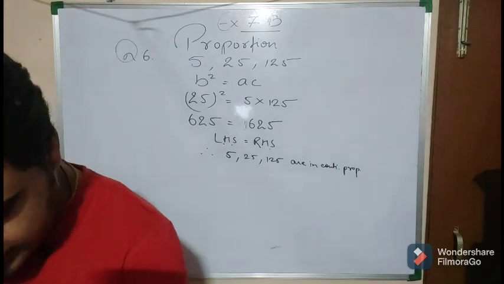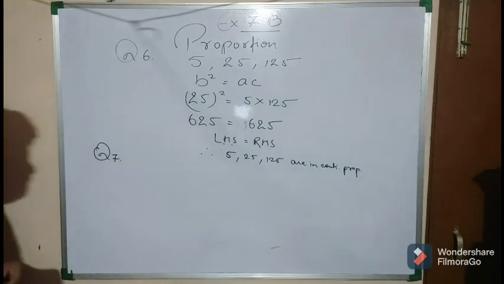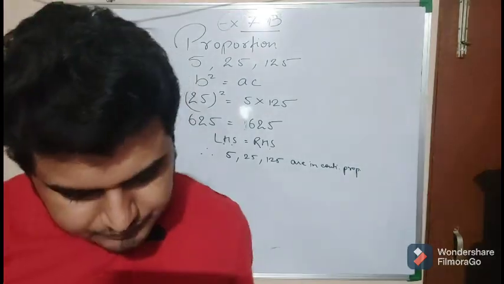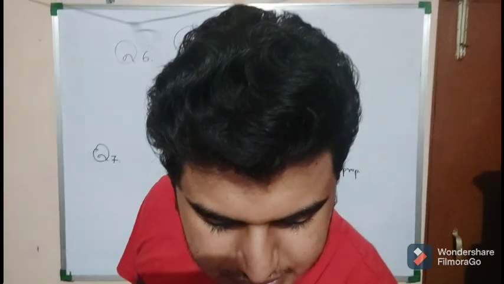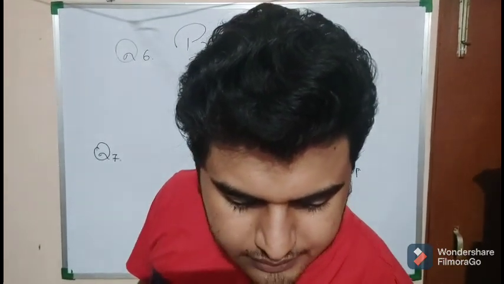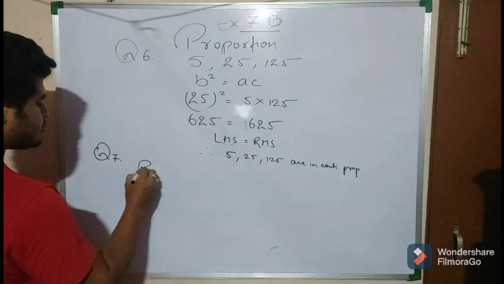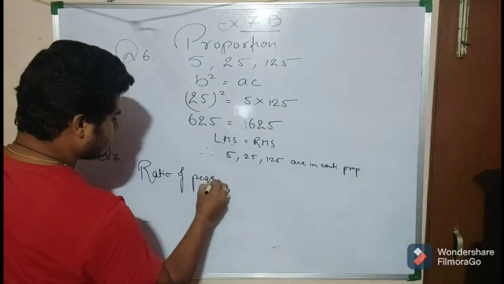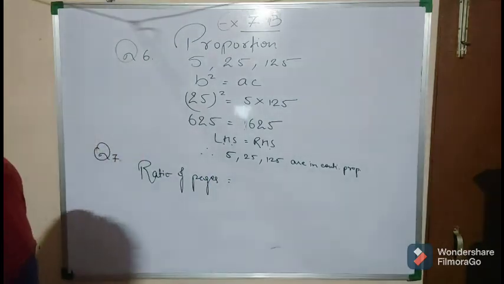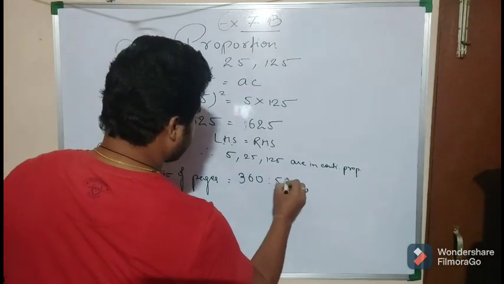Right. Then let us see question number 7. Question number 7 says that the number of pages in a book is increased from 360 to 540. The price is increased in the same ratio. If the old price was 270, what will be the new price? So the ratio of pages in a book between two books is 360 is to 540.